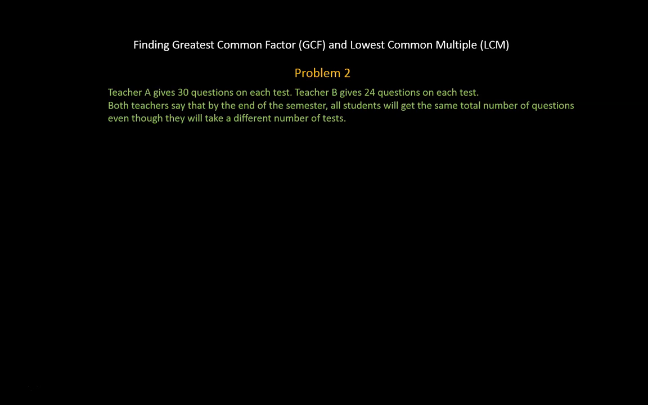Teacher A gives 30 questions on each test. Teacher B gives 24 questions on each test. Both teachers say that by the end of the semester, all students will get the same total number of questions, even though they will take a different number of tests. The question is, what is the minimum number of questions that all students can expect to get? What type of question is this? Consider the key word minimum, which suggests that we're looking for the lowest common multiple.